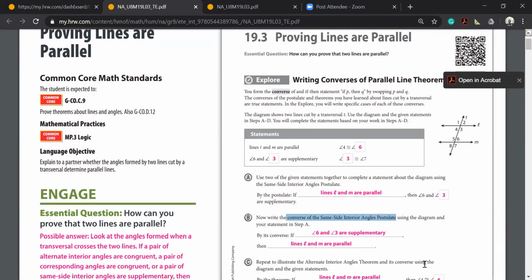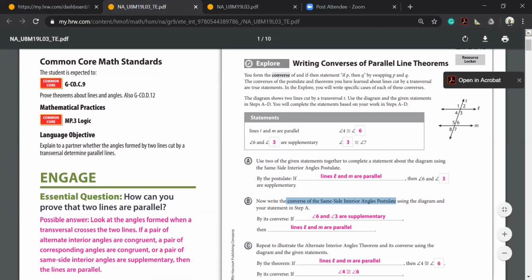So again, if lines L and M are parallel, so angle 4 is congruent to angle 6 using what? Using the alternate interior angle. This is what he wrote here: if lines L and M are parallel, then angle 4 and angle 6 are congruent.